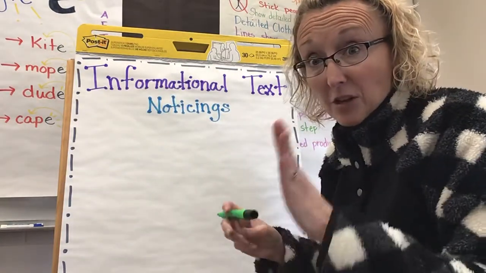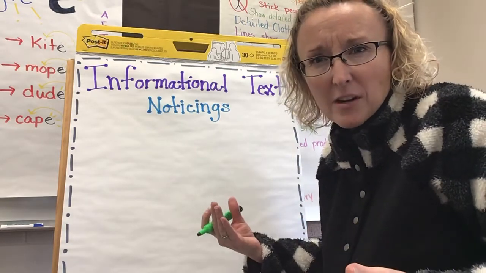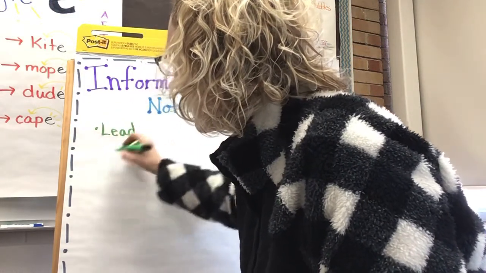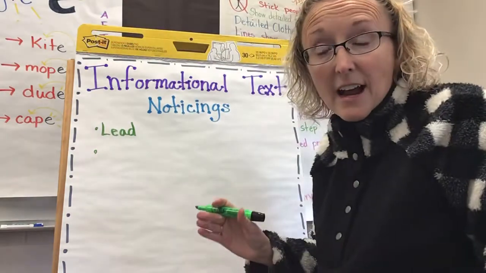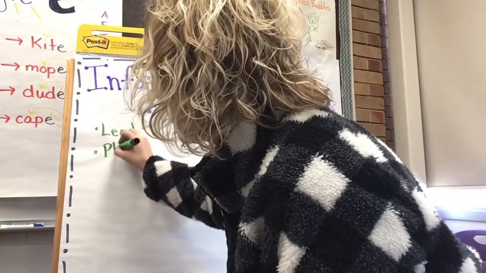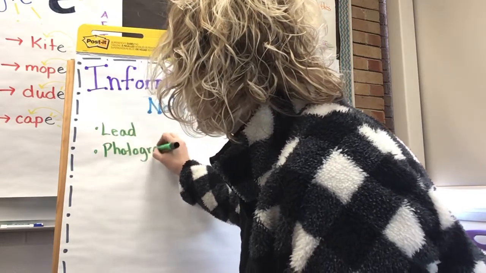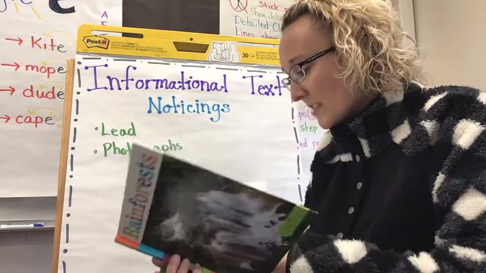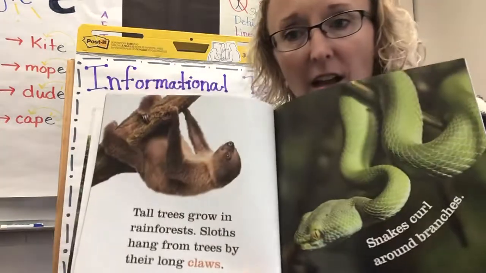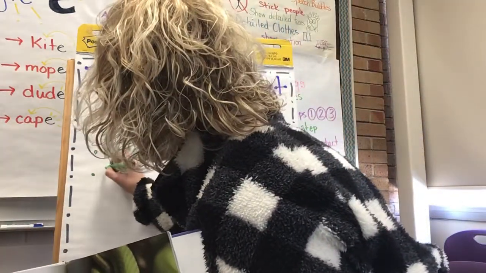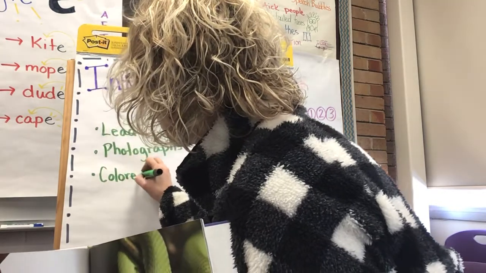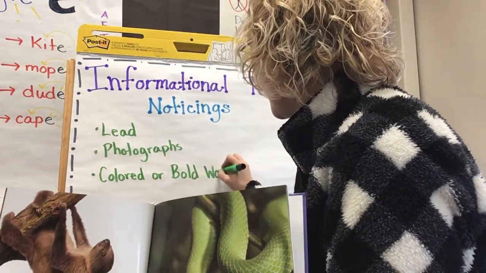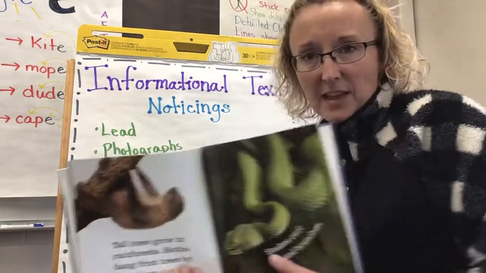Okay, so at first I noticed a lead because it started with hello rainforest, which is a weird way to start. So I think that's a lead, right? Or like an introduction. Then I noticed that I saw photographs. Photographs are not drawings, right? It's something taken with a camera. Then remember, I also noticed that one spot where there was a word that was a different color. So I'm going to write that. We're going to say colored or bold words, because I think they might be the same thing, colored or bold words.